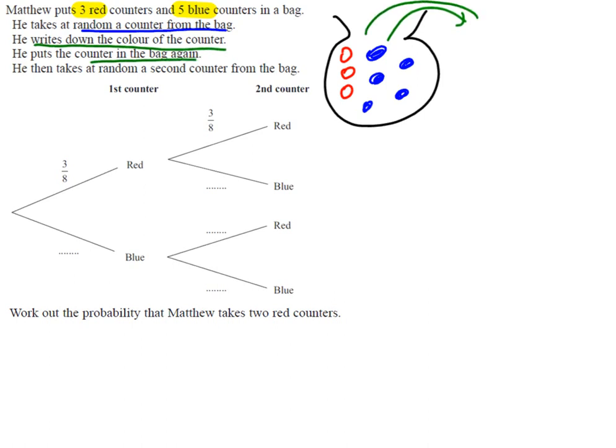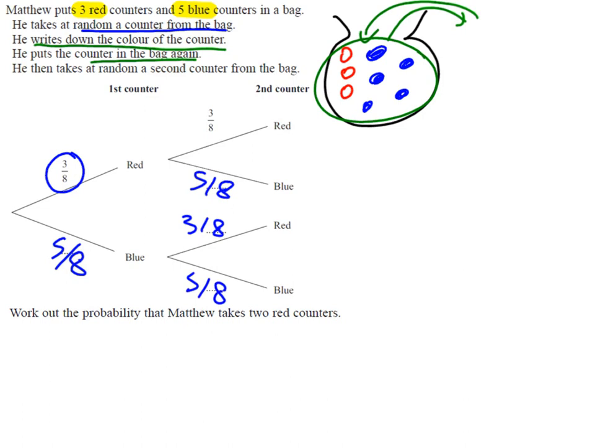So it's not like the one I made up before. He's always keeping the same number of items in the bag. He then takes at random a second counter from a bag, so he's picking out 2. The probability that he picks out a red is 3 out of 8, and it's told you that. There's 8 counters, 3 are red. Probability of blue is the rest of them, 5 out of 8. That is the same whether you pick a red out first or a blue out first. It doesn't affect it.